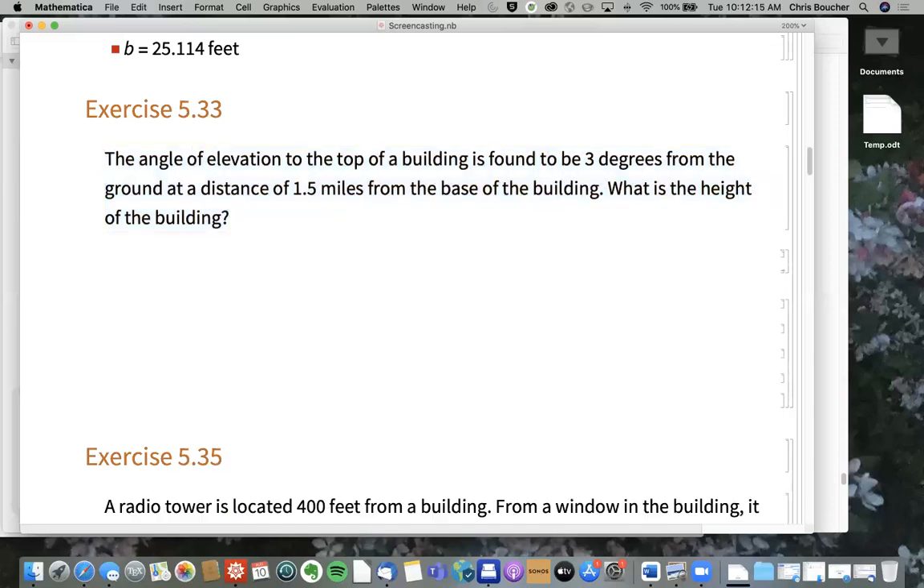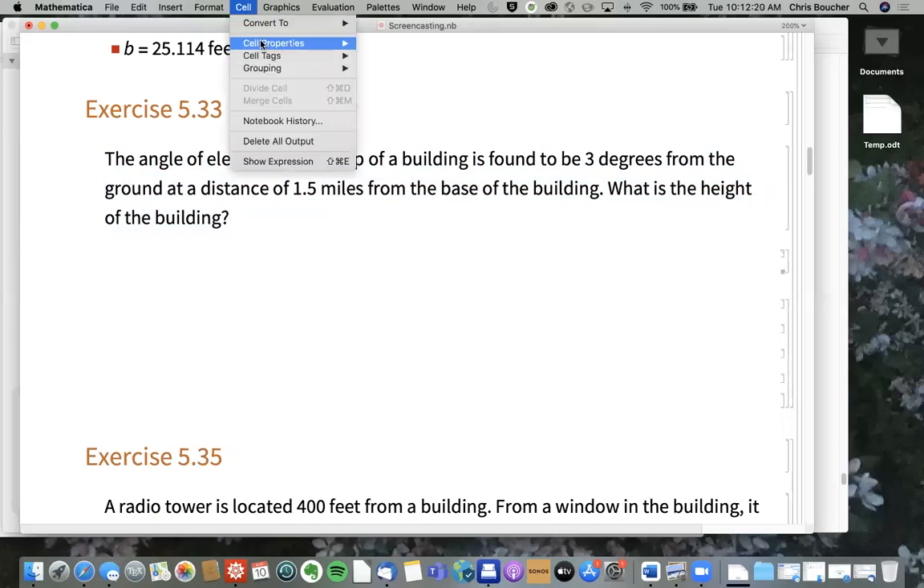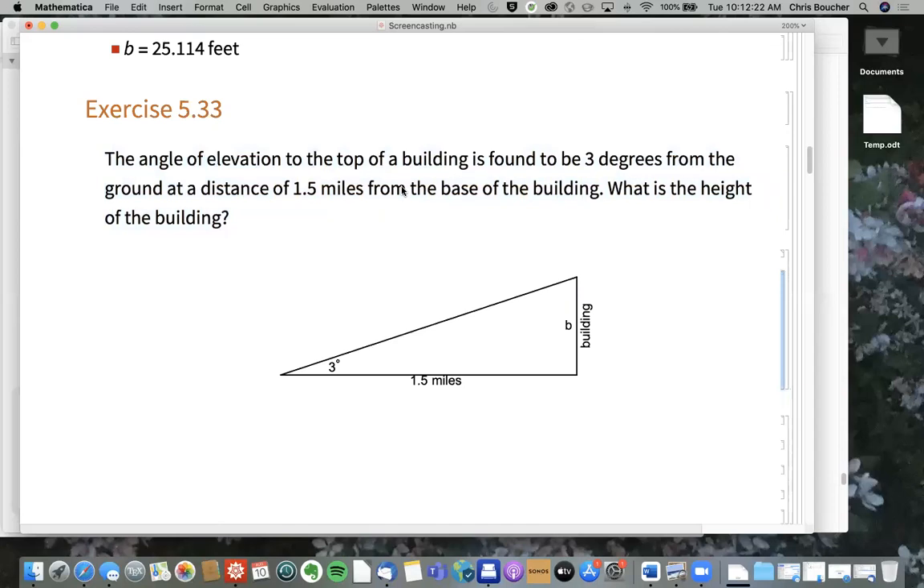Okay, so what do we do first? Well, good first step, draw a picture if you can. And here again, I have a picture that's really very similar to the one up above. Instead of a ladder, this is just my line of sight now, this diagonal line at the top. The angle is 3 degrees, right? So this is the ground along the bottom. Here's my building over on the right. The distance from where I'm sighting to the building is 1.5 miles, and I want to find the height of the building, B. Okay, well, B is opposite the 3 degrees.